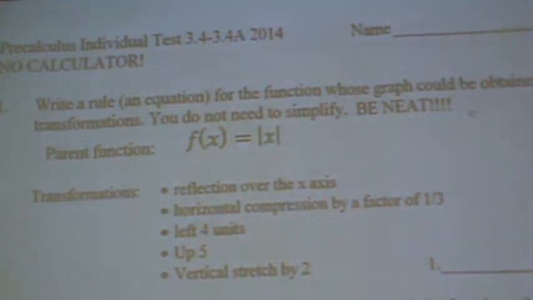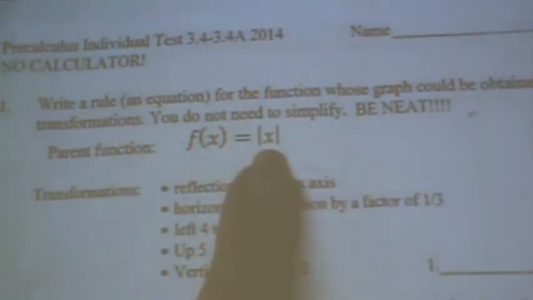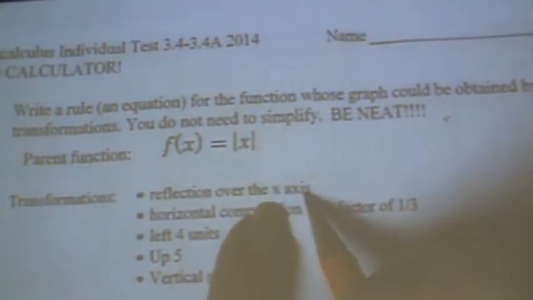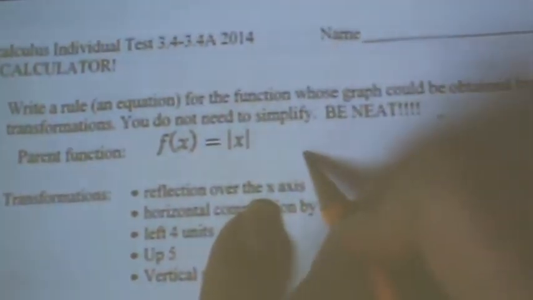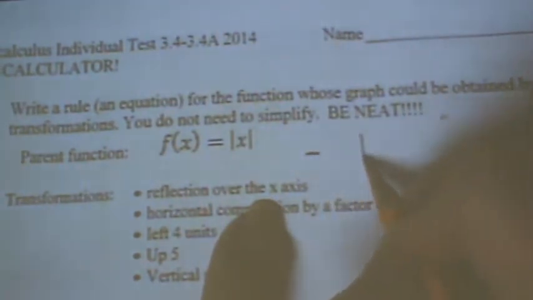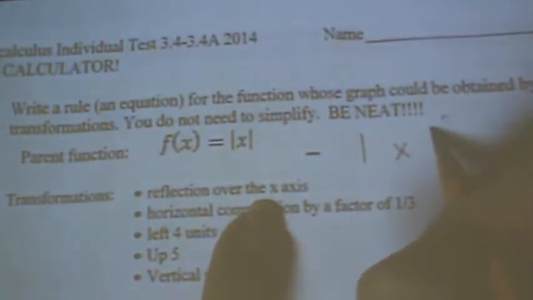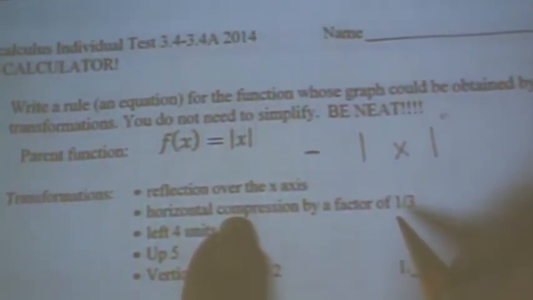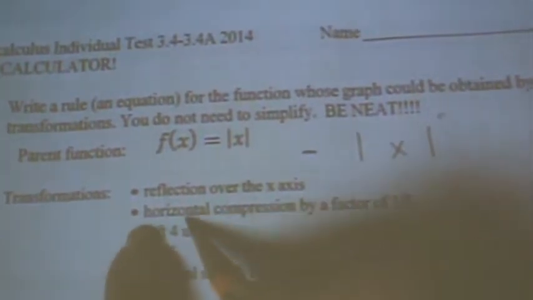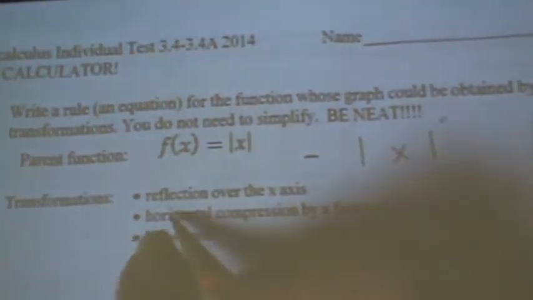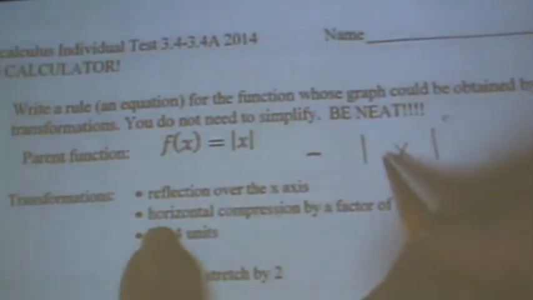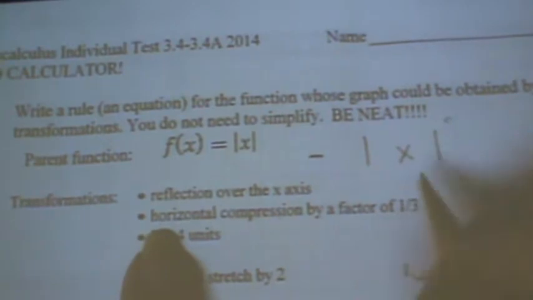So where does reflection over the x-axis go? Your parent function is absolute value of x. The reflection over the x-axis goes in front, right? A horizontal compression by a factor of 1/3. Horizontal, that's where you flip this and it goes inside here. So you're going to flip 1/3 and you get 3.